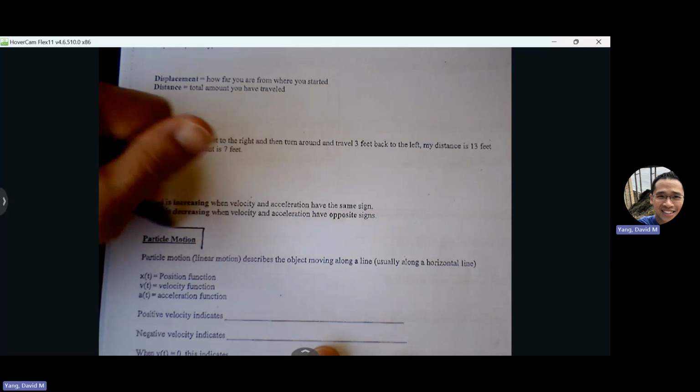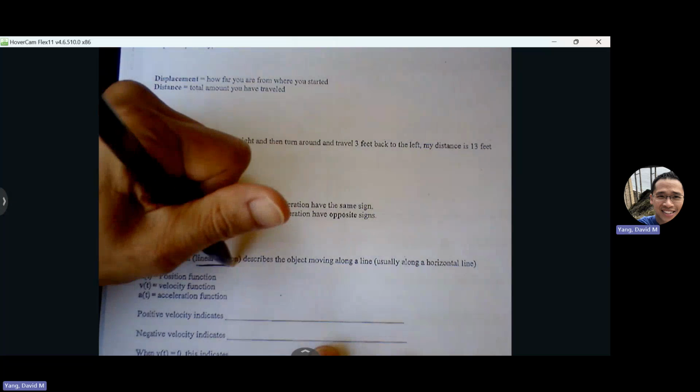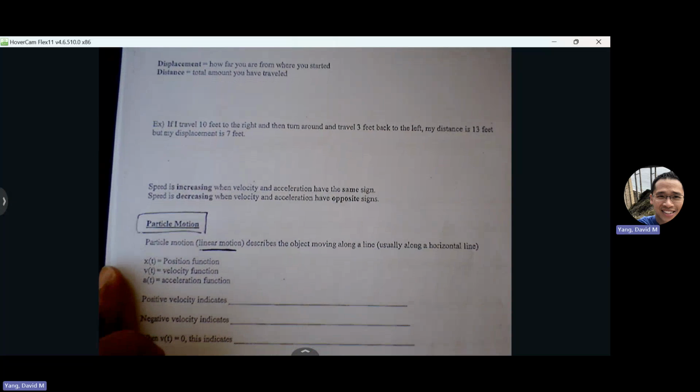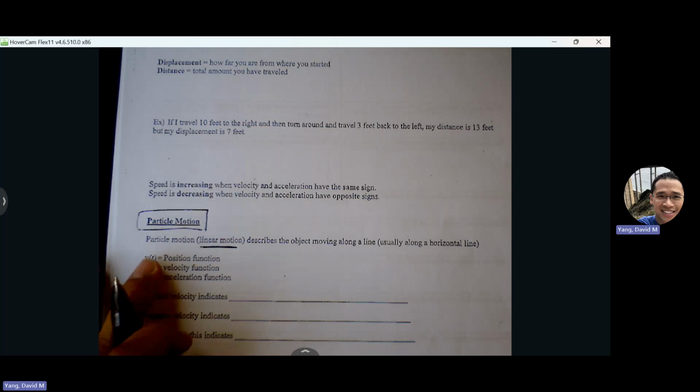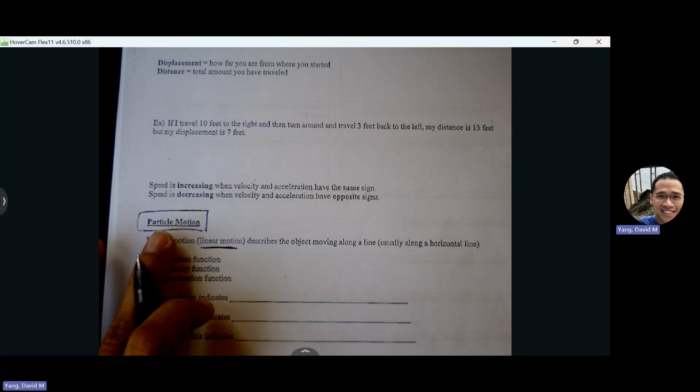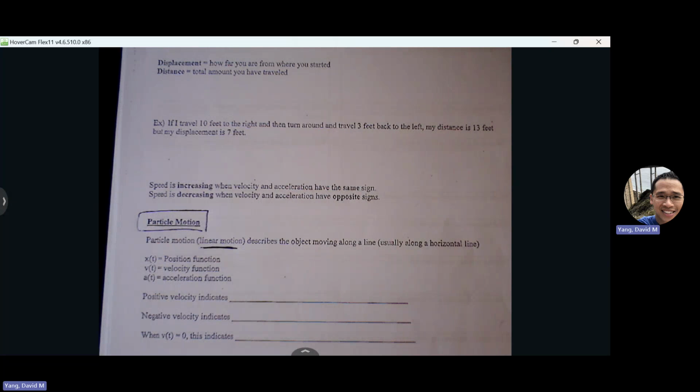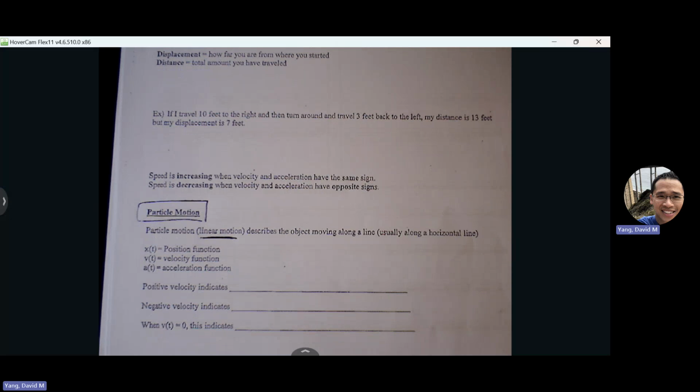Particle motion. Particle motion is basically linear motion, meaning that when we talk about particle motion, we're usually talking about an object that's moving along the x-axis, along the horizontal line. Typically the notation for velocity and acceleration is still v and a, but position is indicated as x sub t, since you're moving along the x-axis.